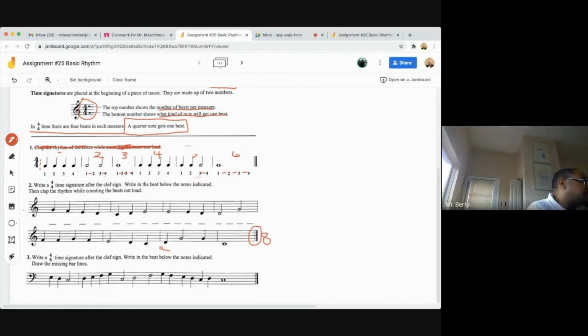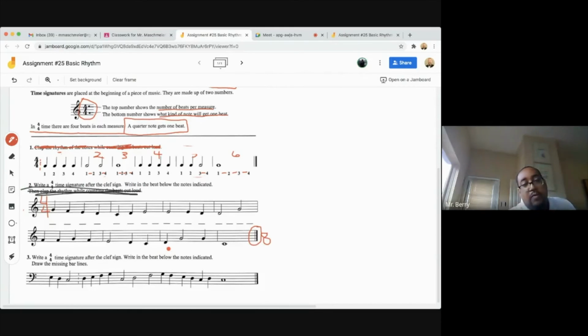So let's read number 2. So the first thing that it tells us to do in number 2 is write a 4/4 time signature after the clef sign. So that's the first thing that you do. Then it says write in the beats below the notes indicated. Now we're not going to do the third thing that it tells us to do. Matter of fact, I'm just going to scribble that out. So we're not going to do that. So with this one, we're going to draw that time signature, which we just did. Now we're going to write in the counts.